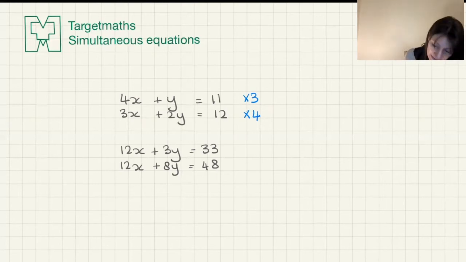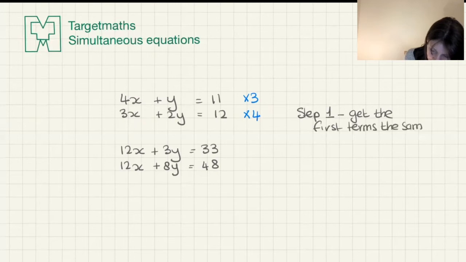So if you're making the notes, you're going to write down step 1, get the first terms the same. All right, and that is what we have just done. The second step, step 2, is to take away.